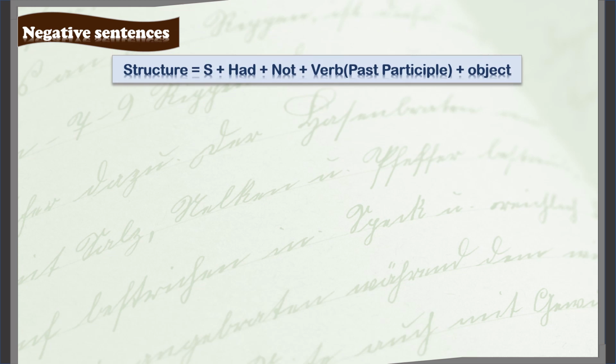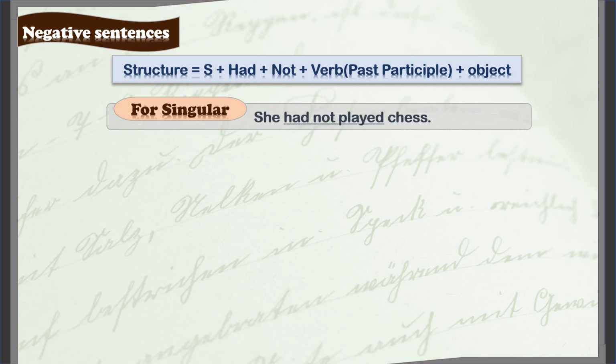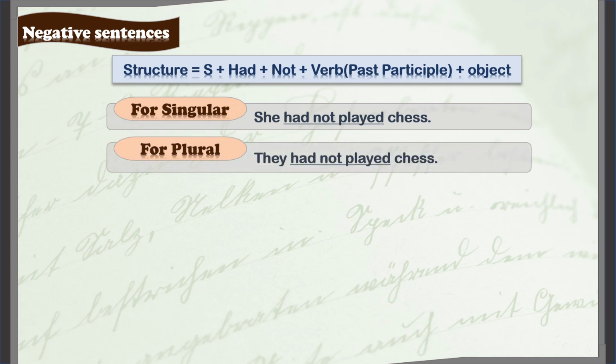For negative sentence, the structure is subject plus had plus not plus verb plus object. Example for singular, she had not played chess. Example for plural, they had not played chess.